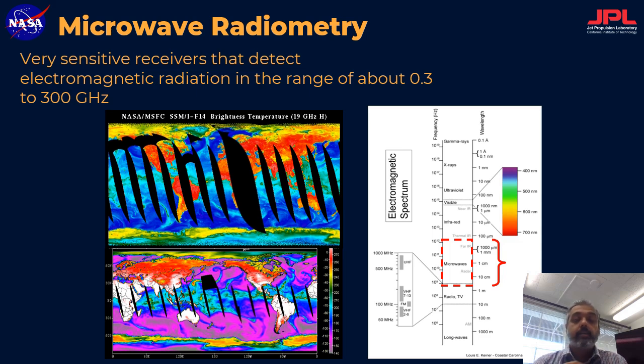So on the slide, you can currently see where microwave radiometers sit, shown by that red box, and on the left you have brightness temperature measurements at 19 gigahertz that come out of, in this case, the Earth, and what we see at 19 gigahertz in the microwave regime.